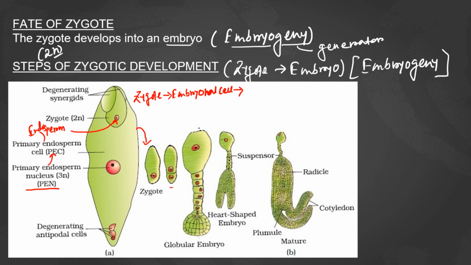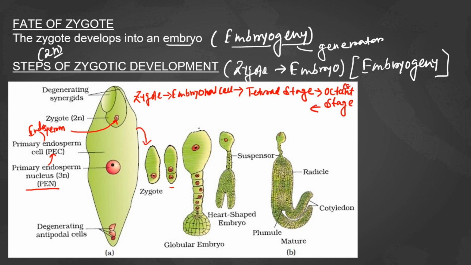Here, as we are getting, two nuclei are formed. From the two nuclei there will again be four nuclei. From the four nuclei there will again be eight nuclei. Like this the embryonal cell will form. From the embryonal cell there will be formation of the tetrad stage. From the tetrad stage there will be formation of the octant stage. These are the intermediate stages, and octant is nothing but 8.